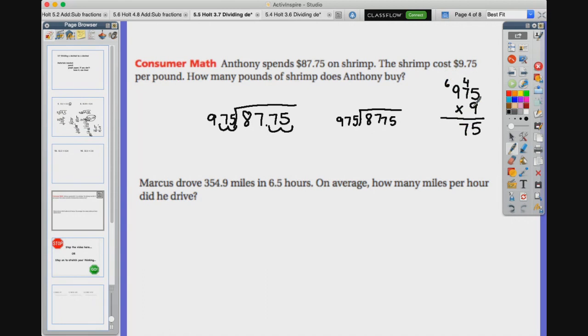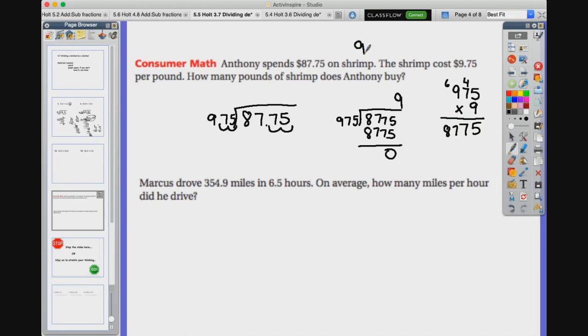9 times 9 is 81. 81 plus 6 is 87. And look at that. We have 87.75, so it goes in 9 times. All right, so how many pounds did he buy?